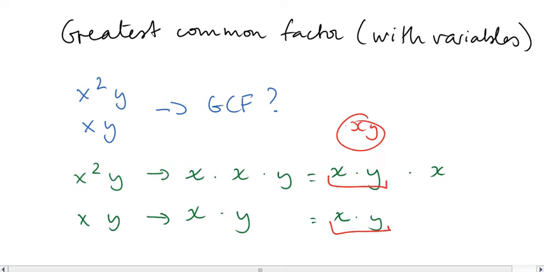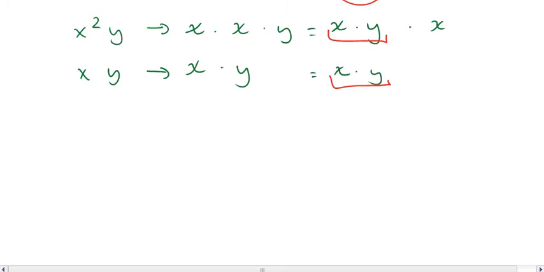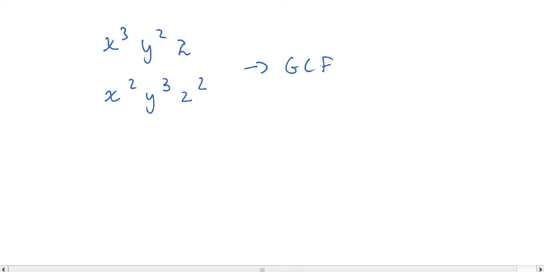Now, what if you had a few more variables and maybe a less simple example? Let's look at another example. What is the greatest common factor between x cubed y squared z and x squared y cubed z squared? Now, this may be like, oh my god, there are too many variables, too many numbers, what are we going to do? But let's just solve the problem logically and basically.